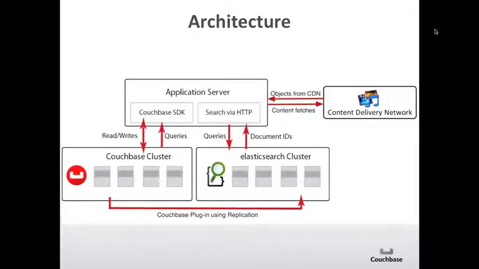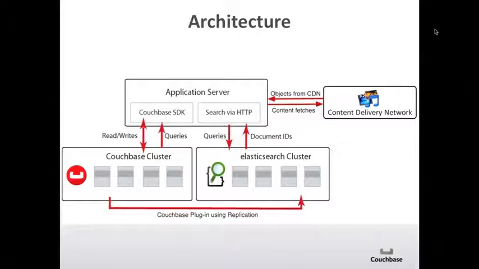The overall architecture looked something like this. You had an application server which would use two SDKs. You'd use the Couchbase SDK to talk to Couchbase, and you would also use the Elasticsearch DSL API to talk to Elasticsearch. At the bottom, you can see two clusters: the Couchbase cluster and the Elasticsearch cluster. These are two independent clusters. And there is the Couchbase plugin for Elasticsearch, using which you can take data in Couchbase and stream it in real time to the Elasticsearch cluster.